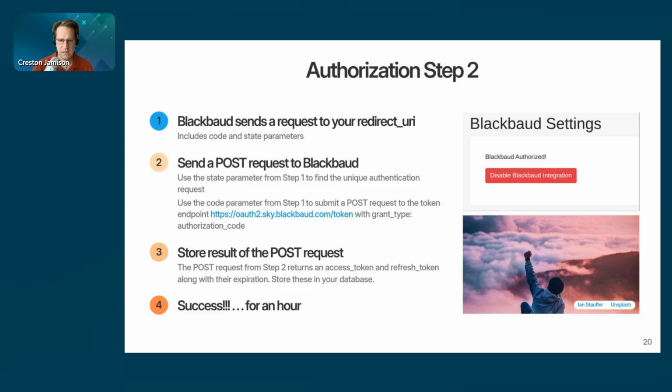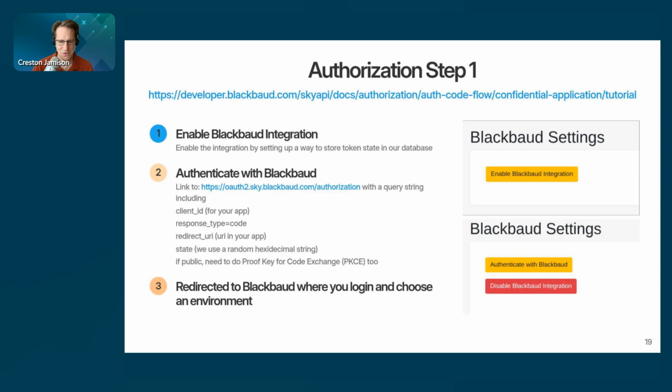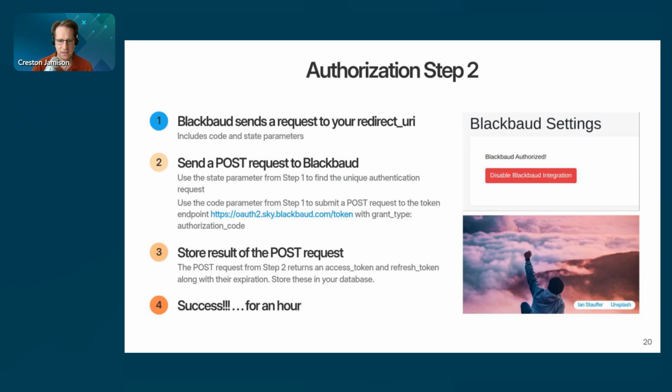So once that's done in our application in the top right, it says, oh, sorry, I skipped a step. Let's go back here. So once they go to Blackbaud, log in, choose their environment, at that moment, step one happens here. So Blackbaud separately sends a request to your redirect URI. So that is the endpoint that you've set up to accept Blackbaud to call you with a post request. And that request from them is going to include a code and state parameters.